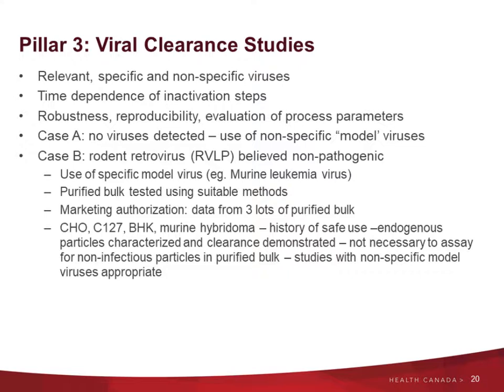Cases C, D, and E, we don't see, and I have not seen in my time at Health Canada. Case A is when no viruses are detected, and this would require the use of the non-specific model viruses. Case B is one of the more common occurrences. Chinese hamster ovary cells, which is a predominant workhorse for biotech, has endogenous rodent retrovirus-like particles that are believed non-pathogenic. And in this case, it would require the use of a specific model virus, and the murine leukemia virus, purified bulk testing using suitable methods. For marketing authorization, data from three lots of purified bulk.